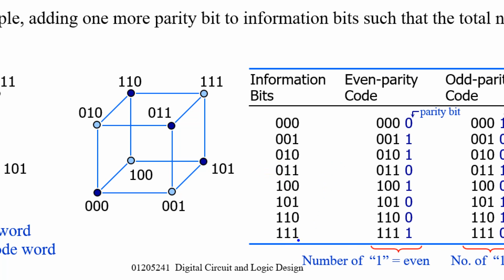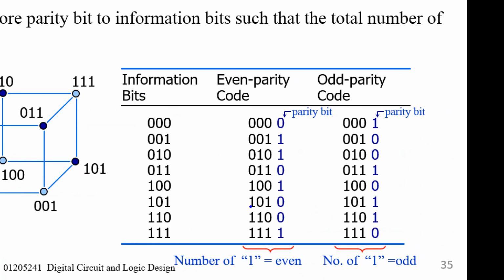So what should we do? You should add 1 more bit to check whether all of this has an even or odd number of logic 1s. You should add 1 more bit, and this bit is called the checking bit or parity bit. For example, if you use an even parity code, you must add this bit so that the total number of logic 1s is even.